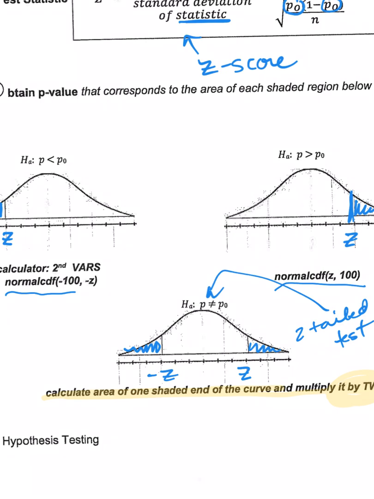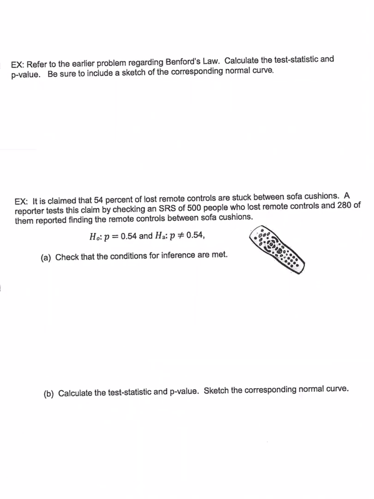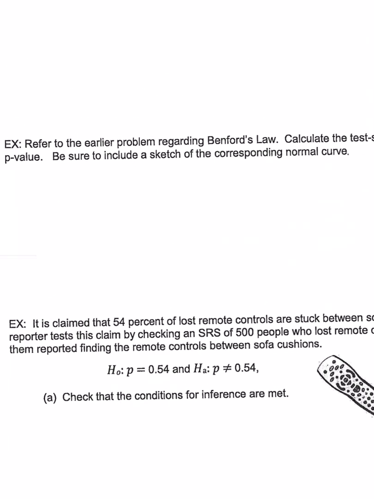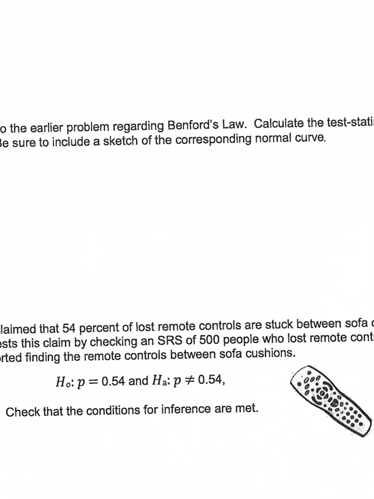All right, so let's actually get back to our exam now, though, between z-scores and significance levels and test statistics, etc. All right, well, let's see. Walk through this whole thing. It says, refer to the earlier problem regarding Benford's law. Calculate the test statistic and the p-value. To do that, we need to start with H0 and HA.